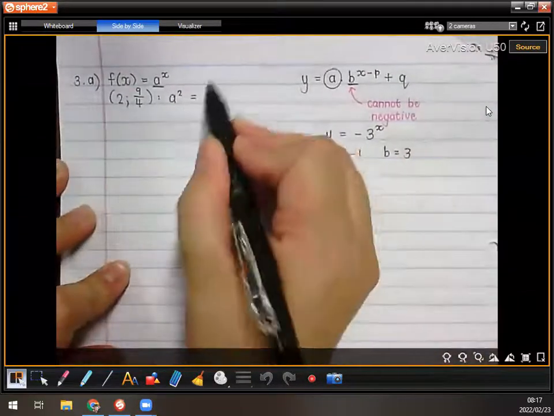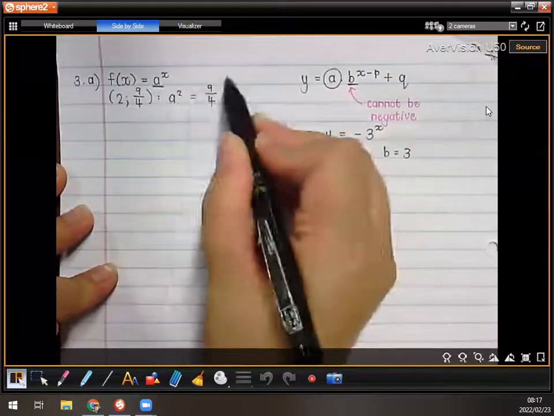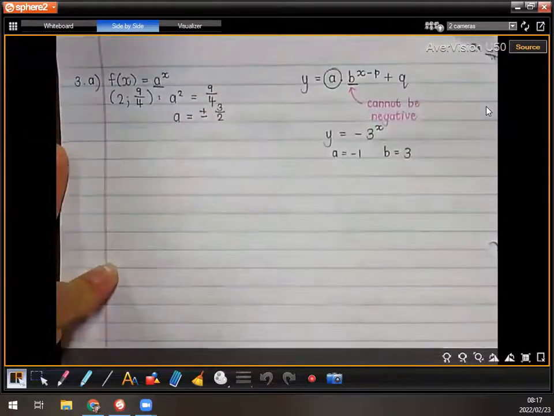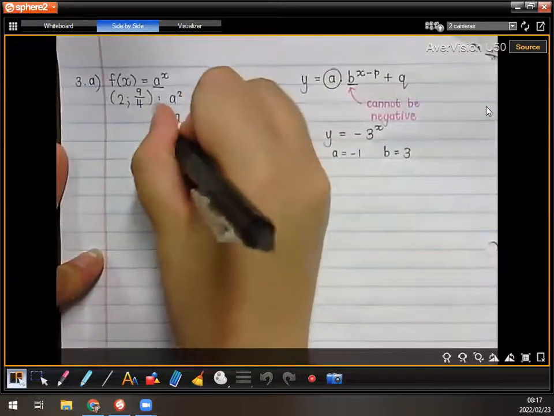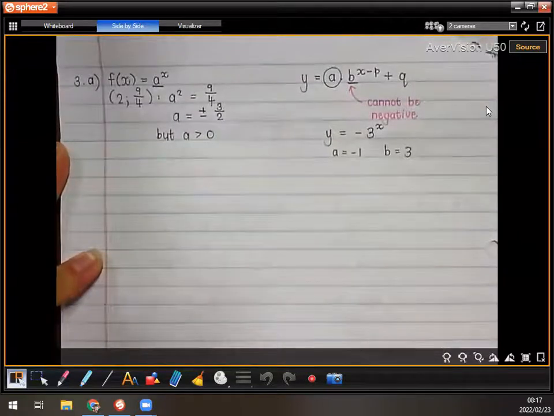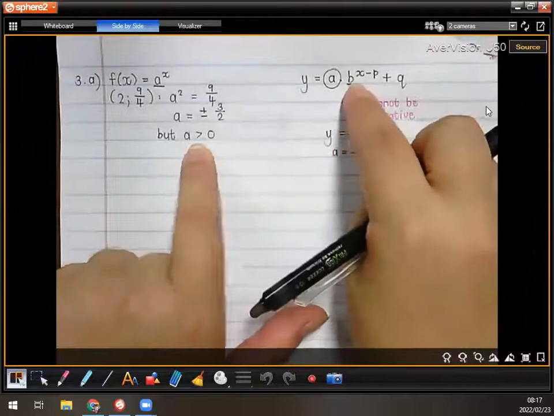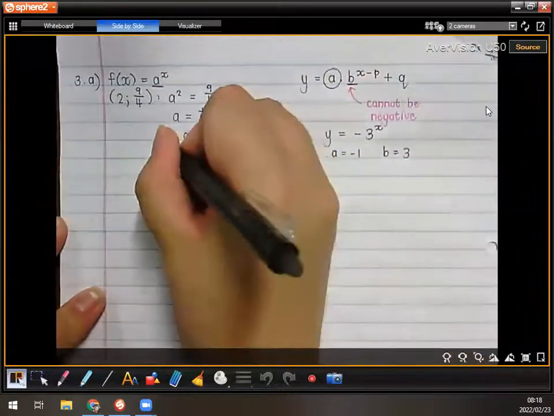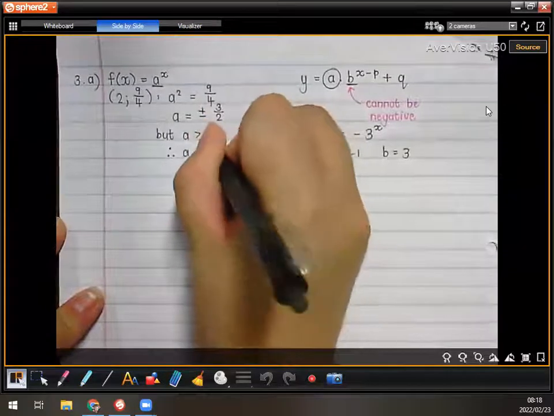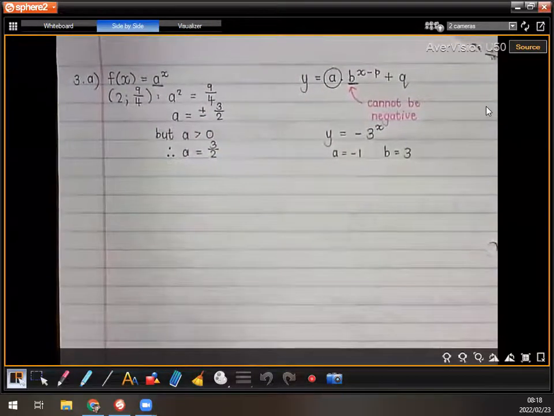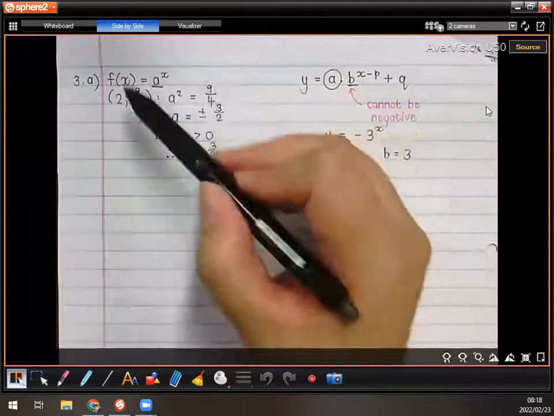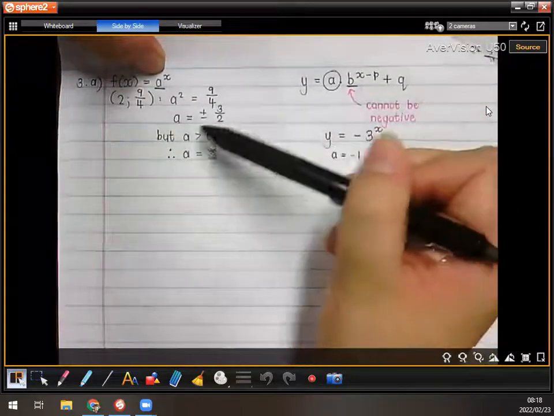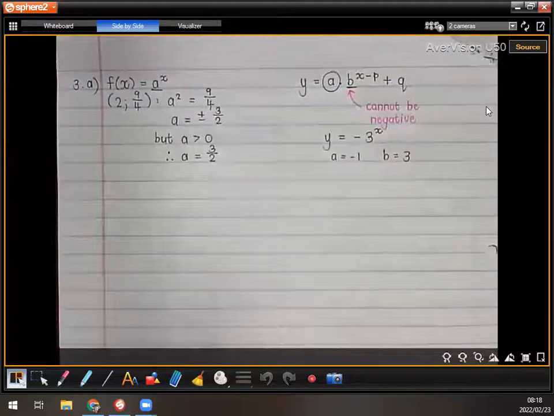Just as a reminder, let's write here, what is a going to be if a squared is 9 over 4? 3 over 2. All right, so let's do it like this. Let's say a is plus or minus 3 over 2. All right, let's solve it properly. But a is positive. A has to be positive. And now I'm just going to say a is actually b in this case. There are no separate values here. We're just using a different variable from what we're used to. So therefore, in this case, a is just positive 3 over 2. So we solve the equation properly, and then we say in this context, the context of the exponential graph, this value that we are raising to the power of x can't be negative. It has to be positive, so therefore it's just the positive one. Does that make sense?